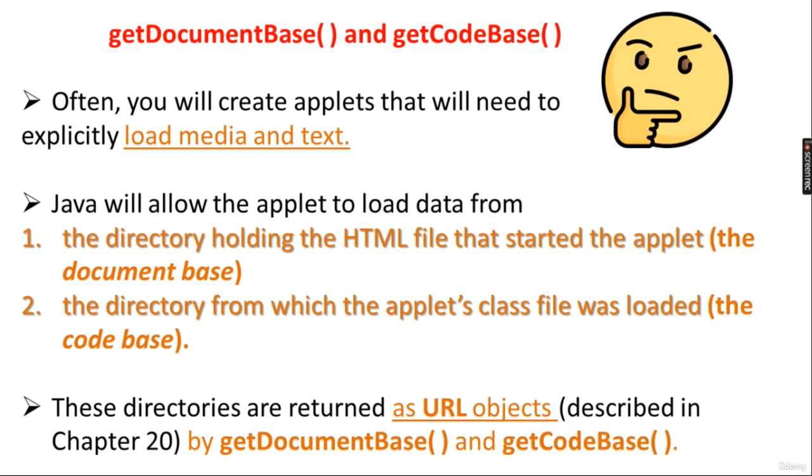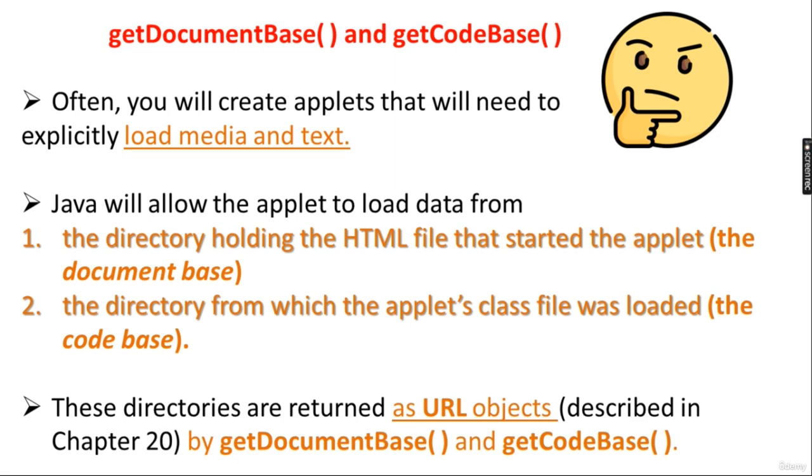Okay, next is getDocumentBase and getCodeBase. You will create applets that need to explicitly load media and text. Java will allow the applet to load data from, first, the directory holding the HTML file that started the applet, and second, the directory from which the applet's class file was loaded.